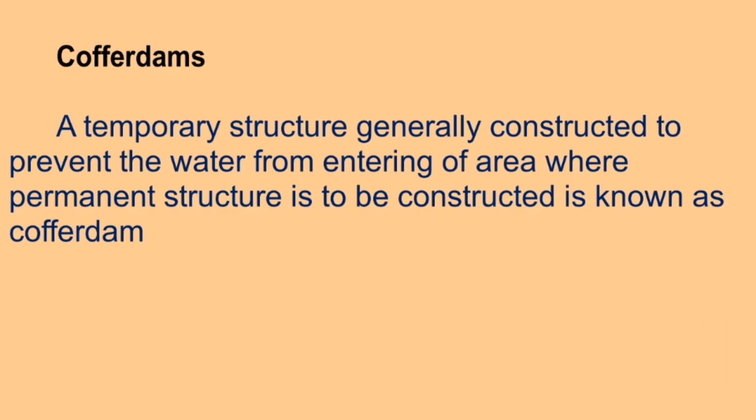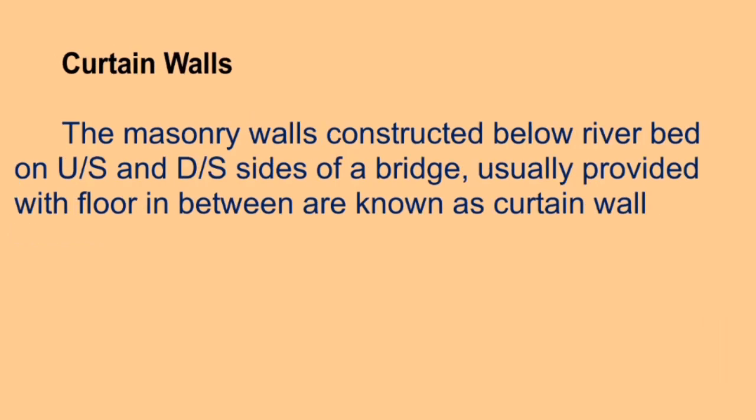What is curtain wall? The masonry walls constructed below riverbed on upstream and downstream sides of a bridge, usually provided with floor in between, are known as curtain walls. And what is a crib? A framework of horizontal and cross beams laid in alternate layers is called crib.